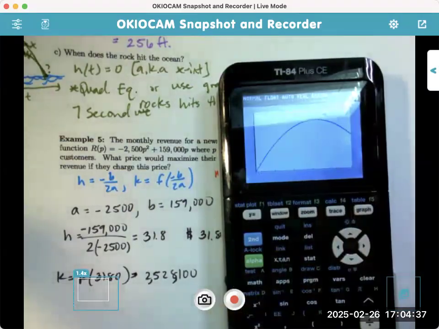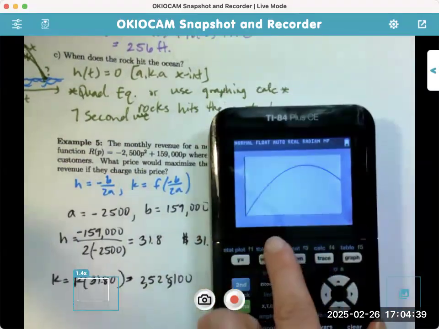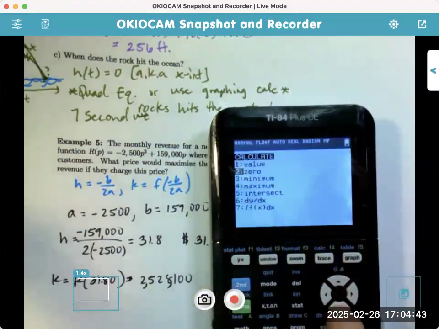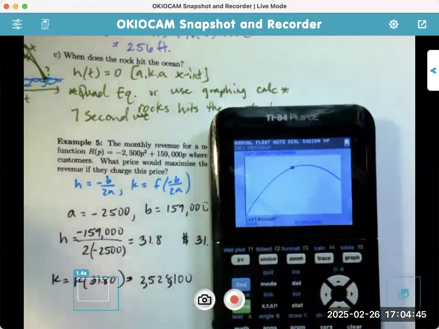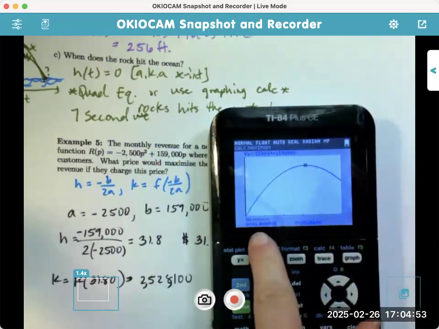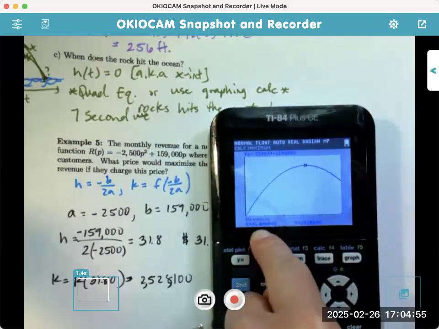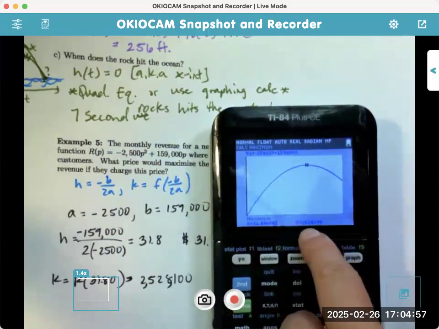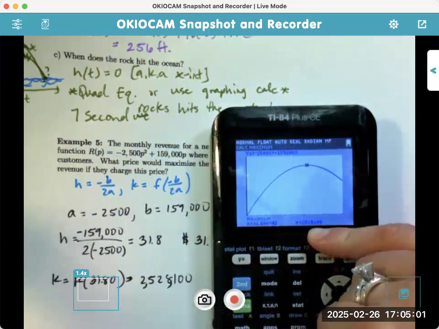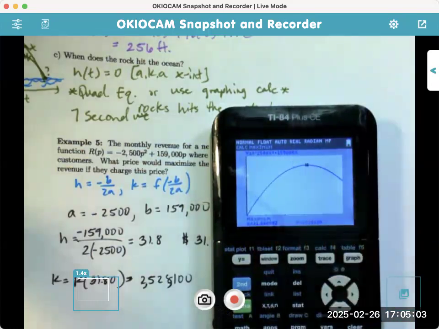Beautiful. Again, I had to wiggle around the formula a little bit to make sure we saw it. But if we go second calc, max, we are on the left. Then you just scroll to the right, scroll, scroll, scroll. Enter one more time. And it says, yep, $31.80, and then $2,528,100.